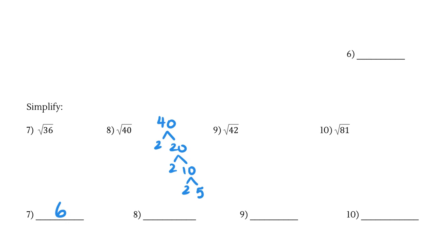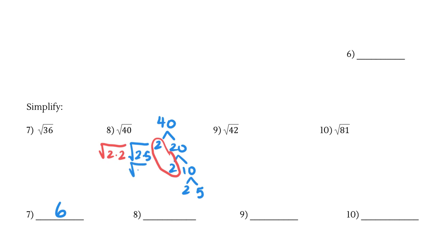And then I'm looking for pairs. So I see that I have a pair right here, and that's the only pair at the end of my branches. So remember, what we do is we write our pair under one radical, and then everything else at the end of our branches, which is a 2 and a 5, is in a different radical.